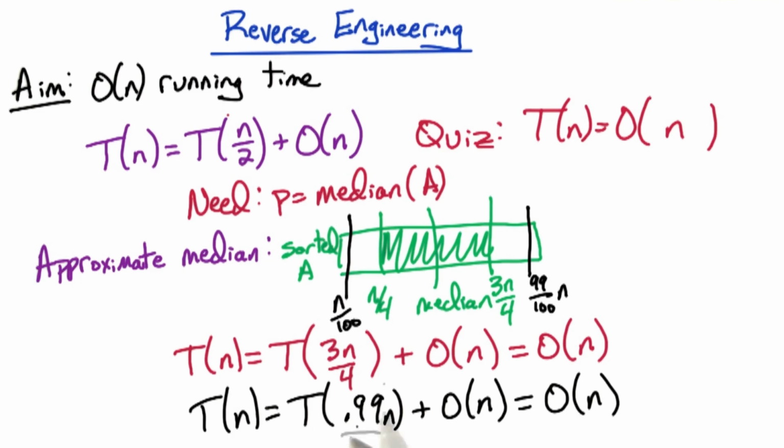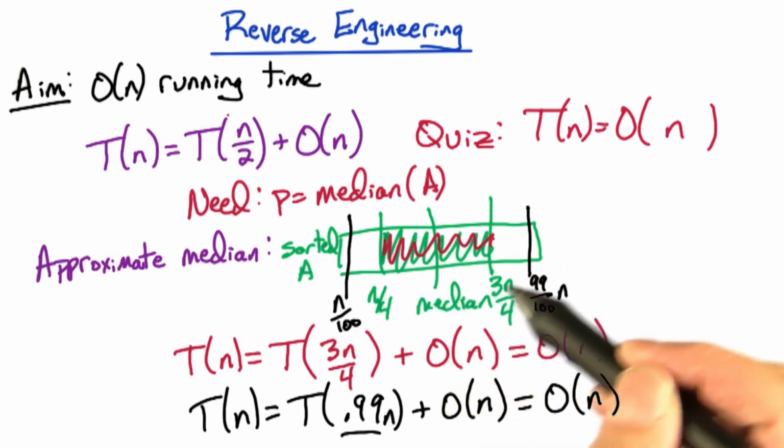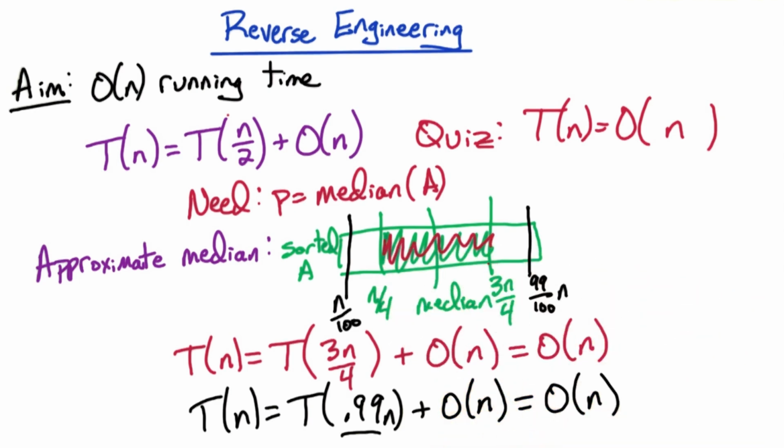The key is, I need a constant here which is strictly less than 1. So I'm always chopping off a constant fraction of the elements. Now we're going to define a good pivot as a pivot which lies in this middle band, between the n over 4 and 3n over 4 smallest.